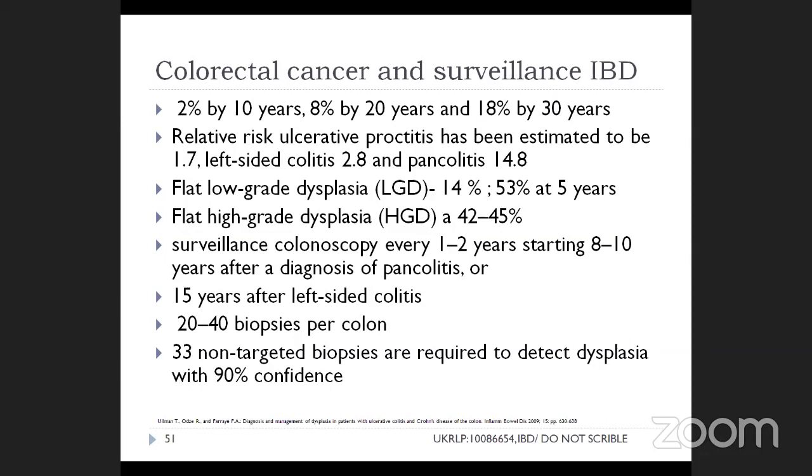When the patient goes for colonoscopy, how many biopsies have to be taken if the patient has inflammatory bowel disease? At least 20 to 40 biopsies per colonoscopy are indicated to diagnose inflammatory bowel disease, and also to rule out malignancy and dysplasia. These 20 to 40 biopsies are needed from either representative or non-representative sites. On average, it has been found that 33 non-targeted biopsies are required to detect dysplasia with 90% confidence interval.